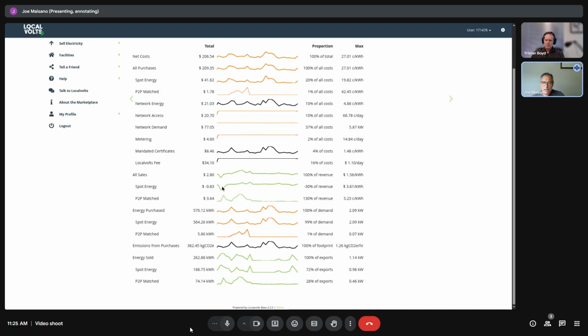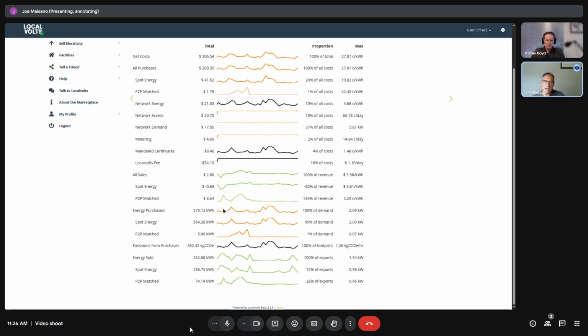And then on the sales side, again, so here we actually have negative 83 cents. So it's actually cost me money on average over the whole month to export into the grid. And that's generally because this is a solar-based system. And so my exports would generally be in the middle of the day when prices tend to be quite low or negative. So I've lost a little bit of money in actually exporting to the grid, but with the fact that I've been selling peer-to-peer for most of the month, I've actually made $3.64 from the peer-to-peer sales.